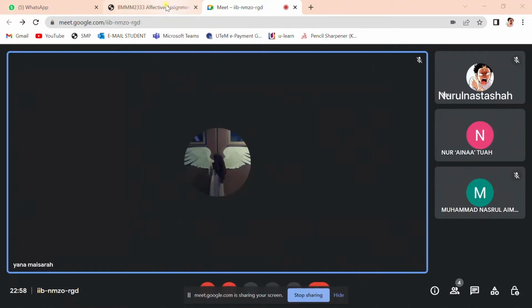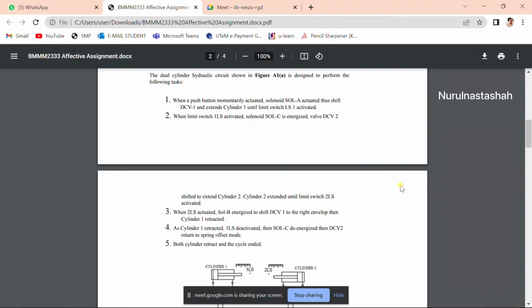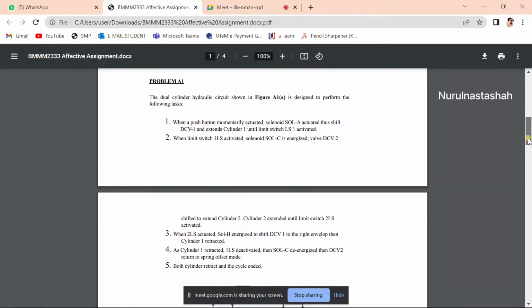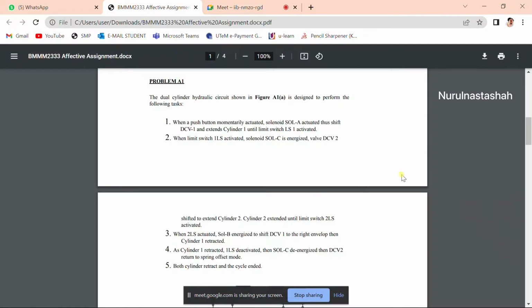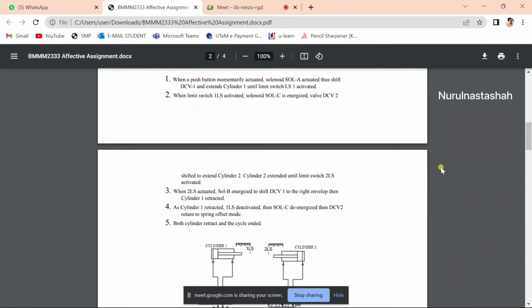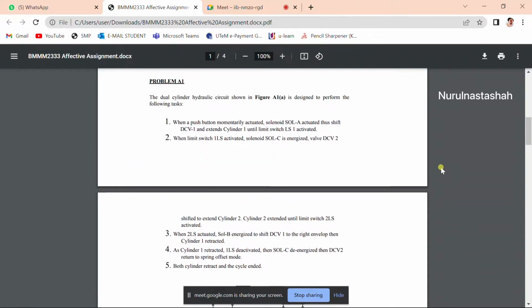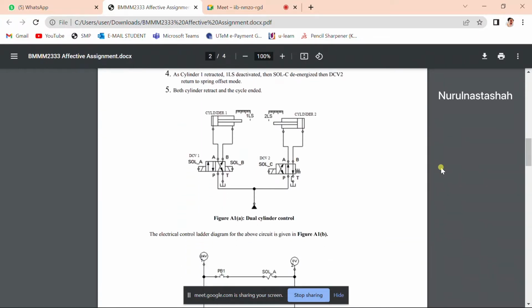I prefer problem one. Me too, problem one. I prefer problem one too. Okay, so all of us agreed to discuss problem one. Then we can proceed with the first step, which is to create the circuit given so that we can see clearly.